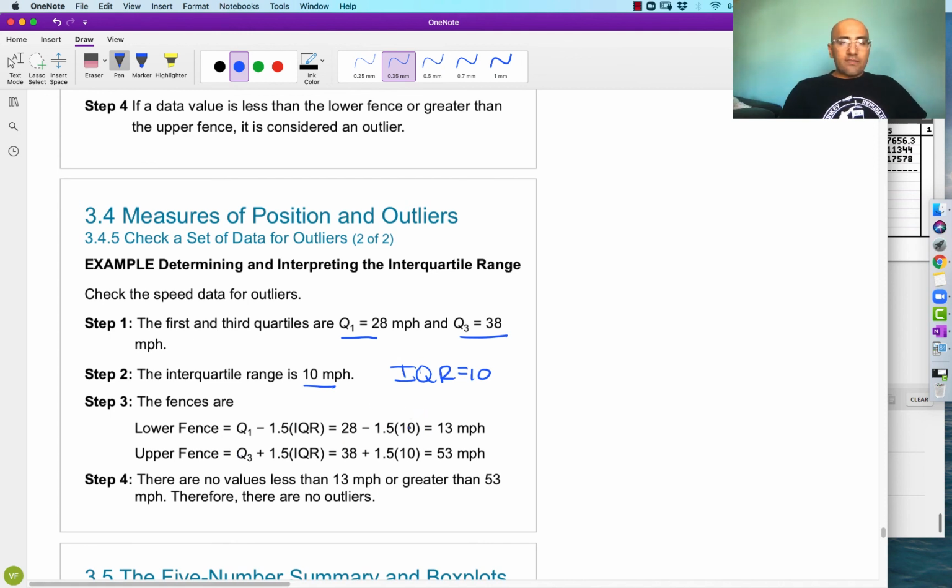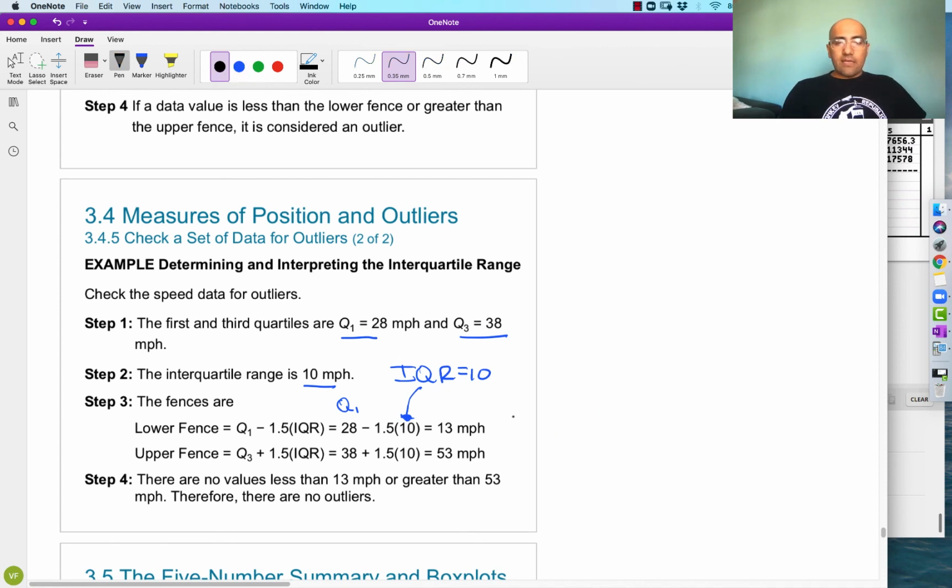So the lower fence is going to be equal to Q1 minus 1.5 times the IQR, and the IQR was 10, that's where that 10 comes from. So that's going to be equal to 13. That's my lower fence. And the upper fence is going to be Q sub 3, that's 38, and then the IQR again is 10. So we get to 53.